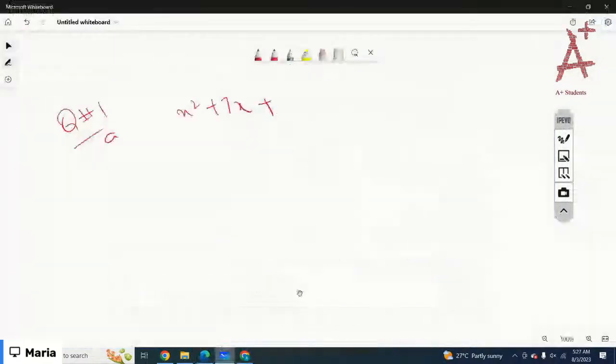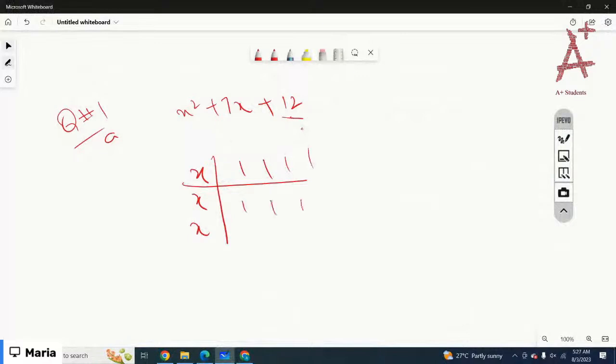Plus you have to factor using algebra tiles, right? Okay, so you have 12. Basically you have to make a rectangle, so you have 12. You can do it like this: 1 1 1 1 1 1 1 1 1 1 1 1.